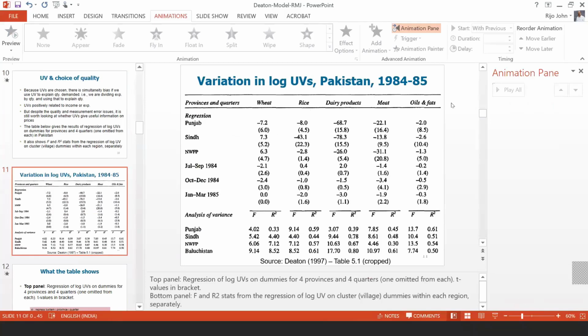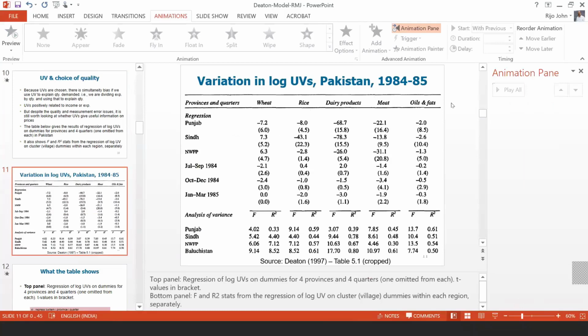Because the dependent variable is the log unit value, and the independent variables are just these dummies for different regions and seasons, you can see that the coefficient here, for example, minus 7.2 against wheat and against the province called Punjab, means that on average, the unit value in Punjab for the commodity wheat is 7.2 rupees, the local currency in Pakistan, lower compared to the base region, the region considered as the base group here.